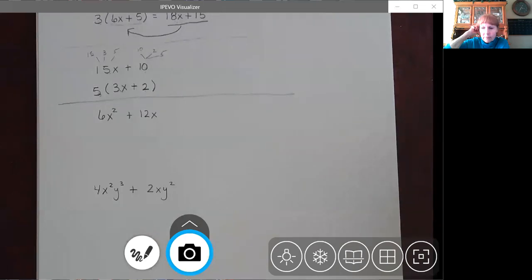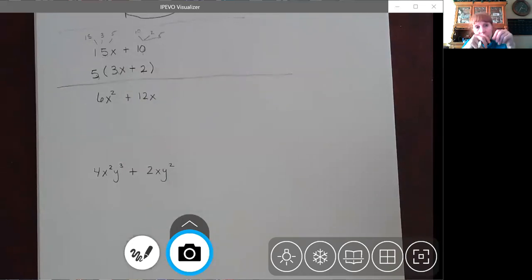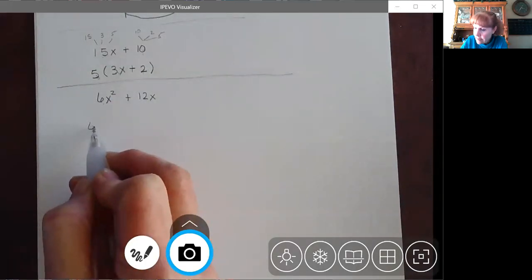What's in common? Well, first off, look at the coefficients. What's the largest number that will go into 6 and 12 evenly? Well, some of you say, well, 2 goes into both of them. Sure, but is that the largest? 3 goes into both of them. Sure, but is that the largest? What about 6? Does 6 go into 6 and 6 go into 12? Yes, it does. So we're going to go ahead and take out a 6.